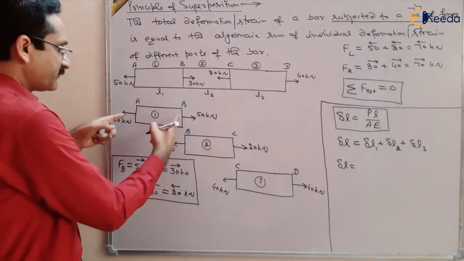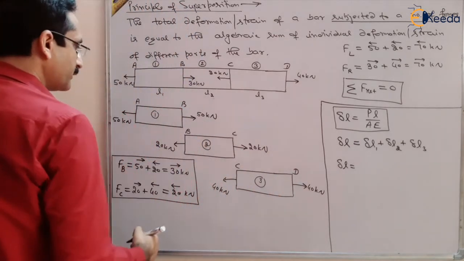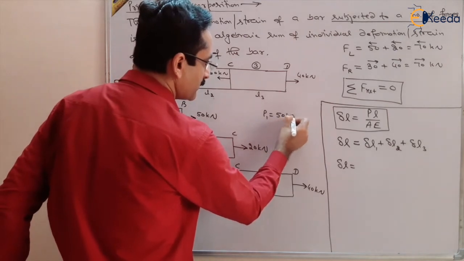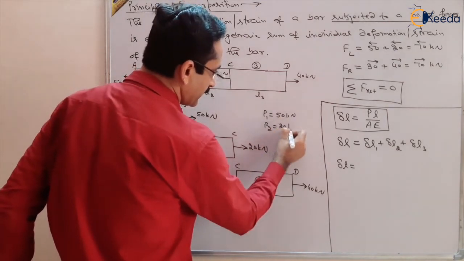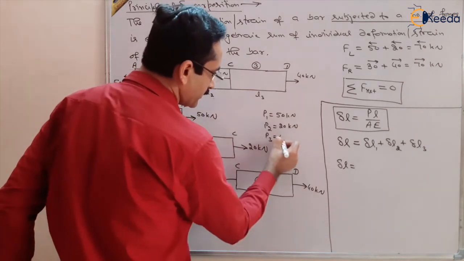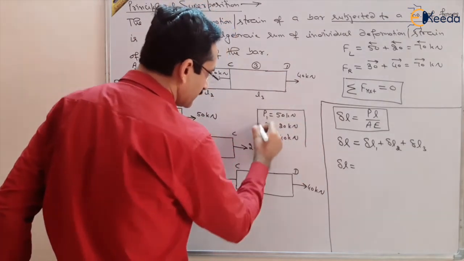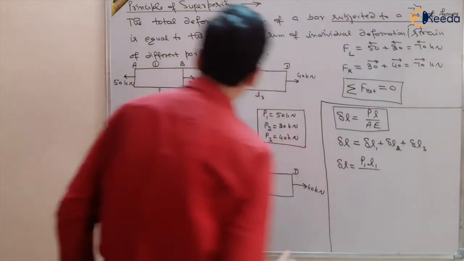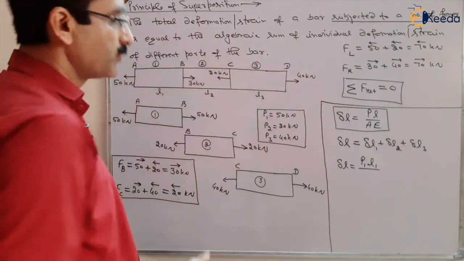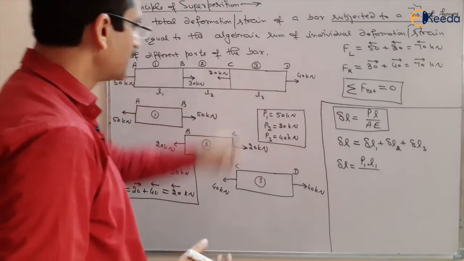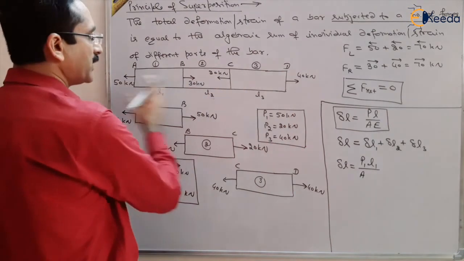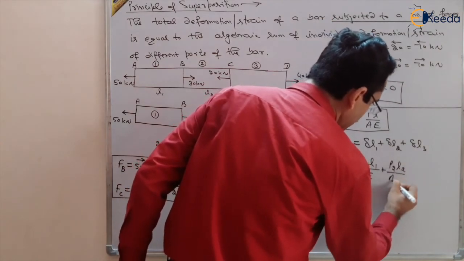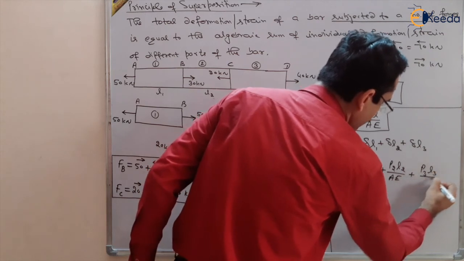Apply this, you will get the force P. Now this force is different, this force is different, and this force is different. P1 is 50 kN, P2 is 20 kN, P3 is 40 kN. I am writing here, P1 is 50 kN, P2 is 20 kN tensile, and P3 is 40 kN tensile. Right? So these three forces are different. So you can put here P1, because P1 is different, and the length L may be different. Area, in this case we have taken a constant cross-section area; there may be different cross-section areas, but for the time being we have taken a uniform cross-section area, so A is common, and if this is a same-material bar, then E is also the same. So P1 L1 upon AE plus P2 L2 upon AE plus P3 L3 upon AE.